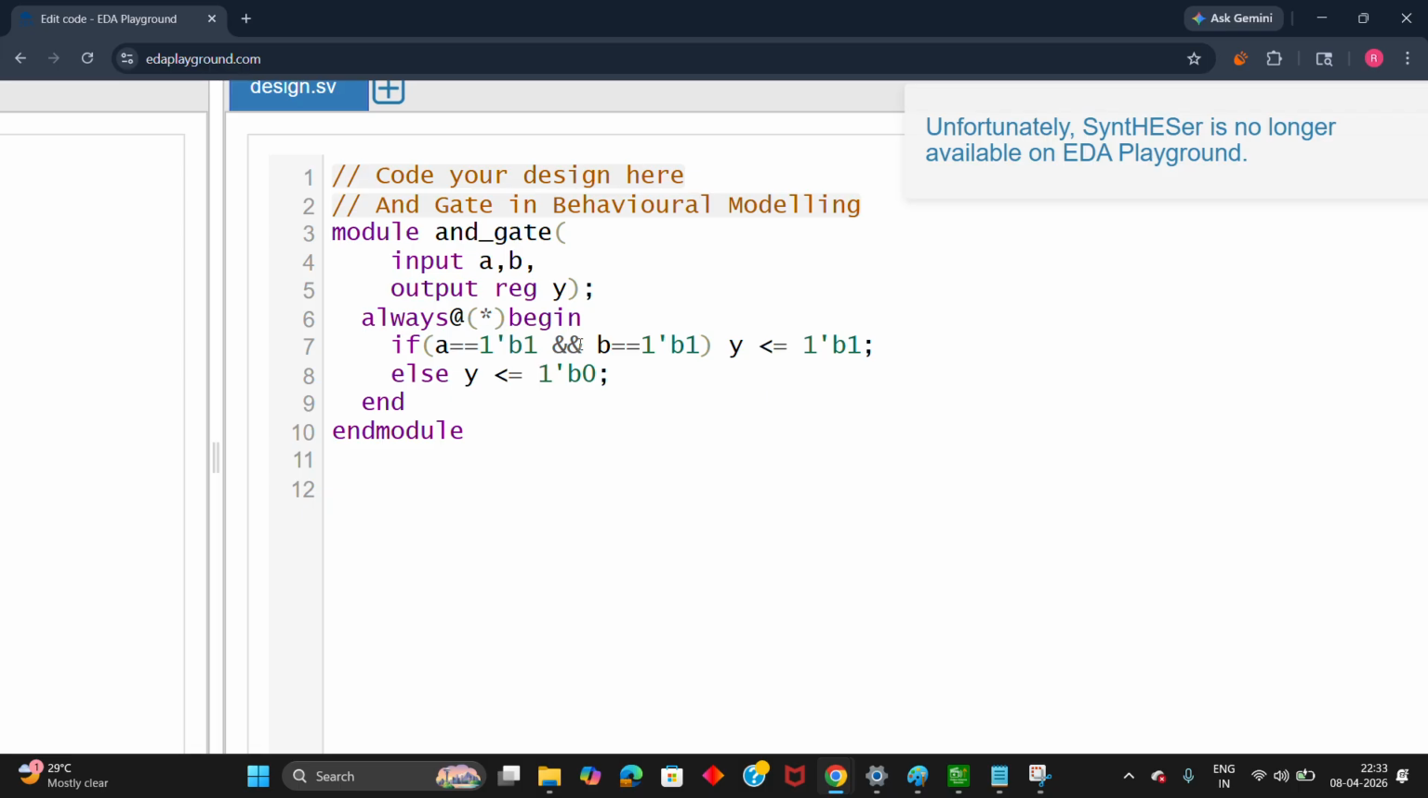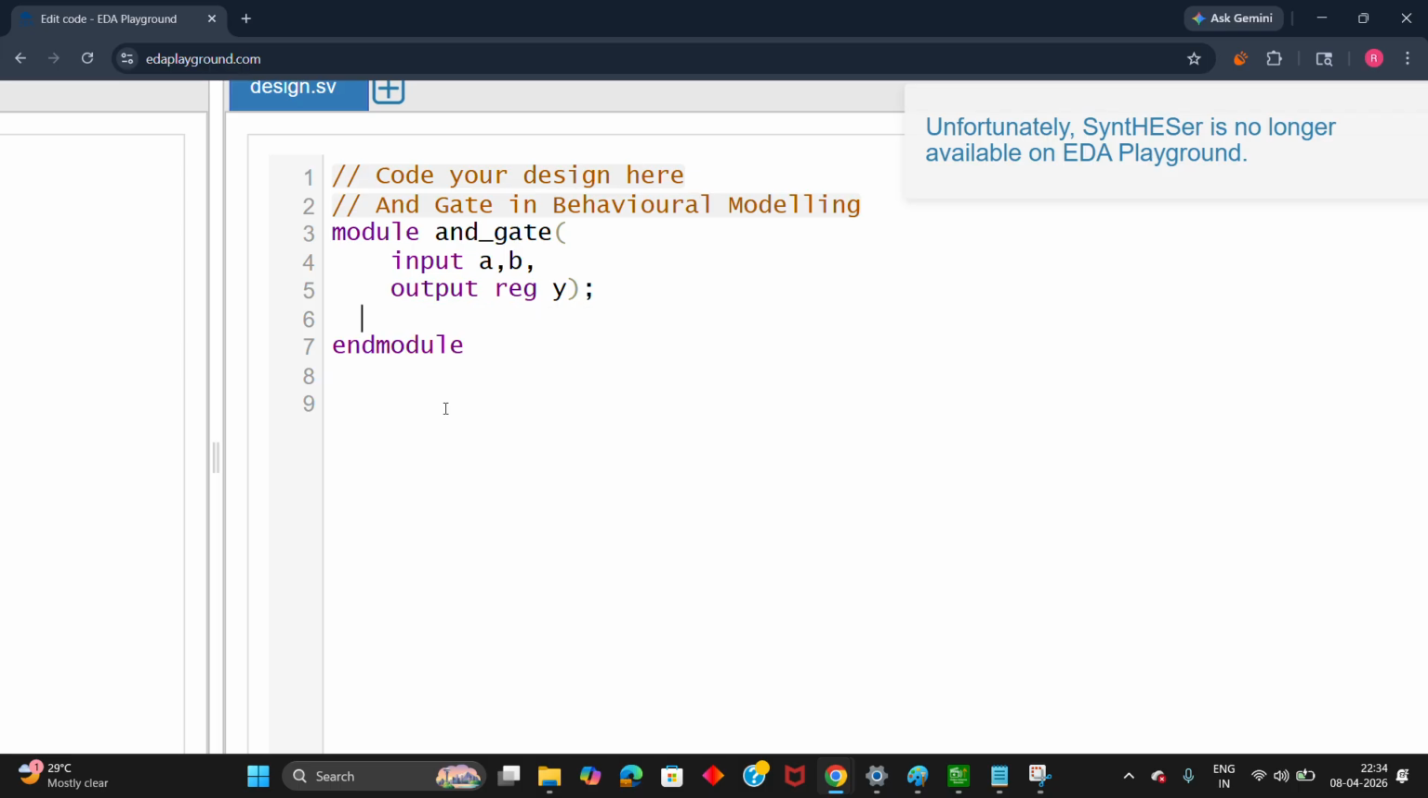For the AND gate, we are going to see how to model the switch level thing. In every video I am going to tell you the module name and the port list till semicolon, and then end module. Everything will be same for any levels of abstraction. Only the matter in between the semicolon and the end module is going to change according to the abstraction that you choose.